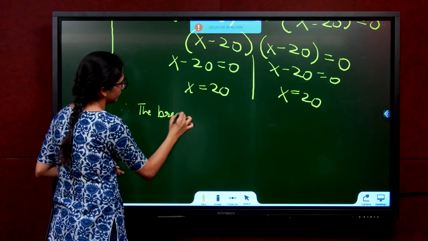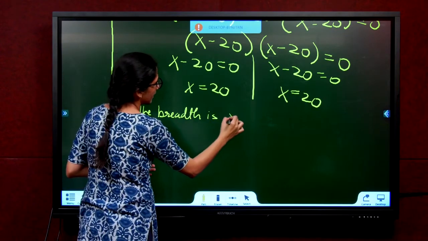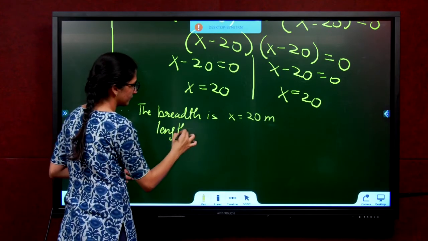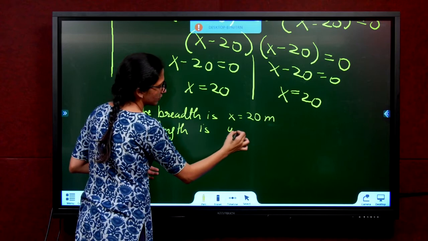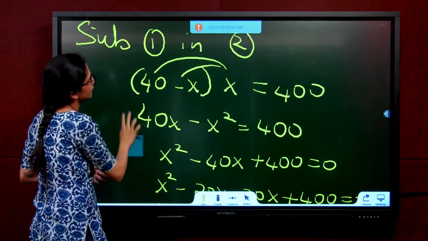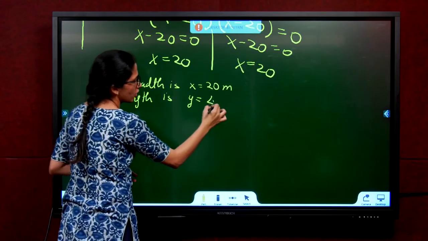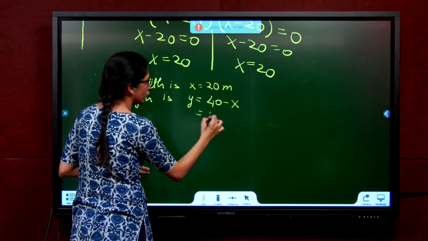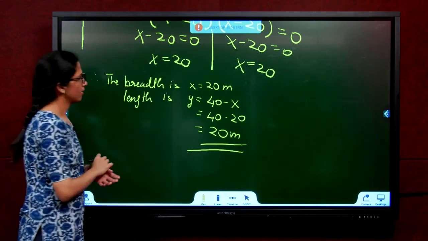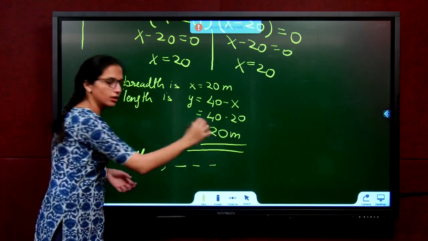is, what is the breadth? The breadth is X equals 20 meters. The length is Y. What was the value of Y? We did it on top. What did we take the value of Y as? 40 minus X. So, the value of Y here is 40 minus X. 40 minus 20, 20 meters. Hence, this situation, your last statement: hence the situation is possible.